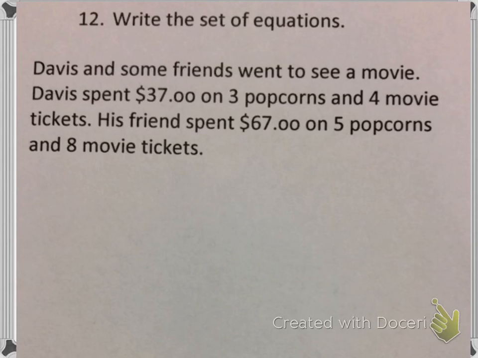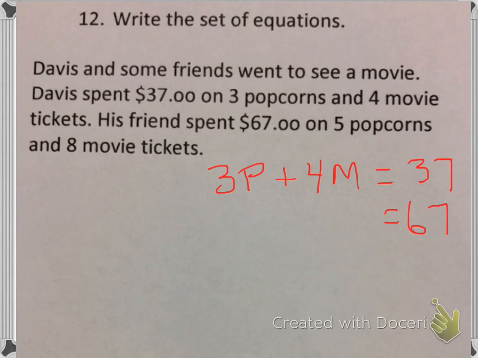So we know that if he does 3 popcorns, we're going to call popcorns P. And 4 movie tickets, I'm going to call that an M. We know that he spends $37. So I can just write that equation, 3 popcorn plus 4 movie tickets equals $37. And then the second one says his friend spent $67. So 67's coming over here on 5 popcorns and 8 movie tickets. So 5 popcorns plus 8 movie tickets is going to equal $67.